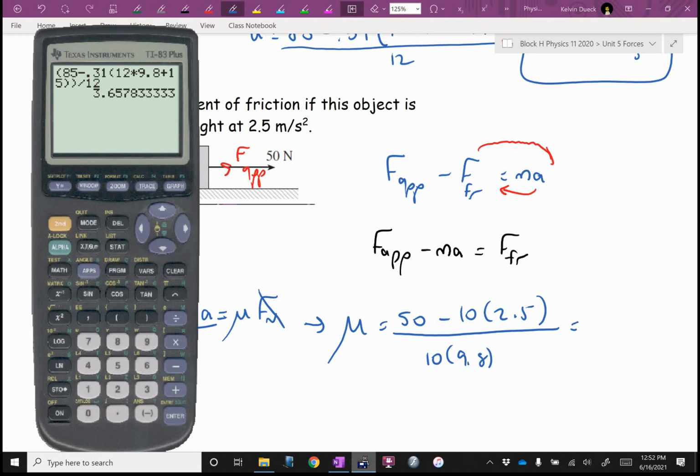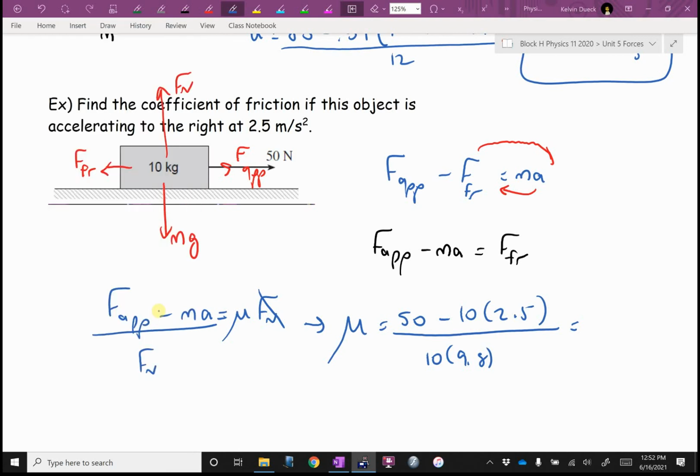Now you want to type on your calculator. Top in brackets, yes. Bottom in brackets, yes. Do you get 0.255? What are the units for a coefficient of friction? No, that's convenient. Okay.